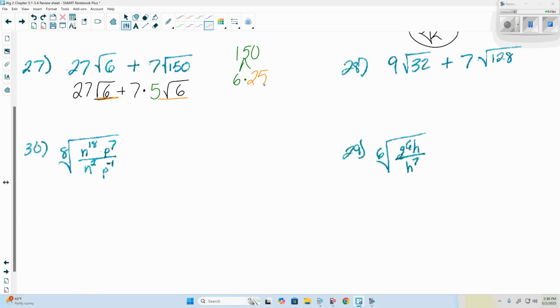Because we're really not so much looking at just 25, we're looking at the square root of this number. Square root of 6 doesn't reduce. But the square root of 25 is 5. So it goes out front. But we also had 7 times 5.